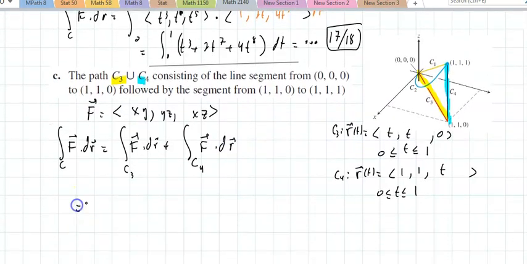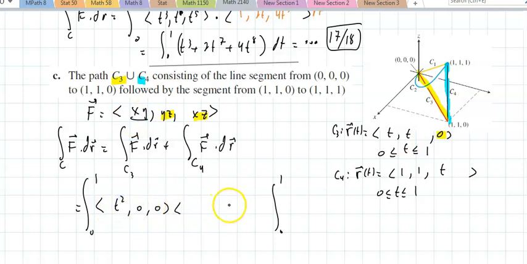Here, this is going to be the integral. They're both from 0 to 1 in this case. A lot of times that's not the case. Well, what's going to be F? If I have z being 0, that means that's a 0 and that's a 0, no? So that's quick. And this is xy, t times t is t squared, dot it with the derivative of that, 1, 1, 0 dt. And here, since I have both x and y being 1, so that's a 1, that's a 1 right there. Altogether, it's a 1.